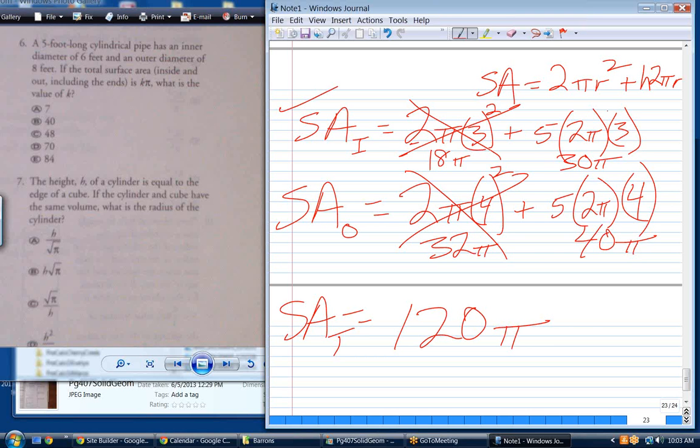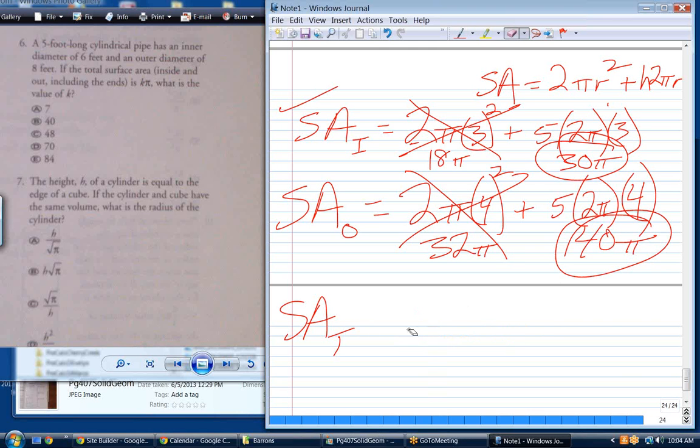We definitely have the 30 pi and we have the 40 pi. That's the inside and the outside lateral surface area. So the total surface area is greater than 70 pi. Now, here's the problem. Let's look at an end shot of this pipe. We need to add this surface area right here. There's two ends.